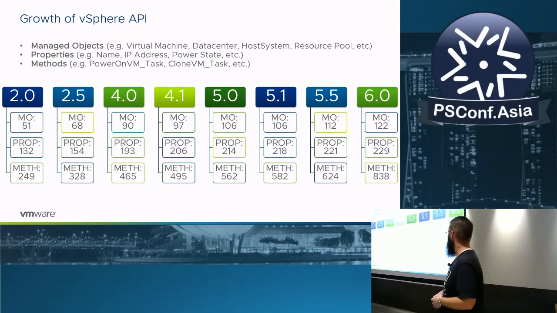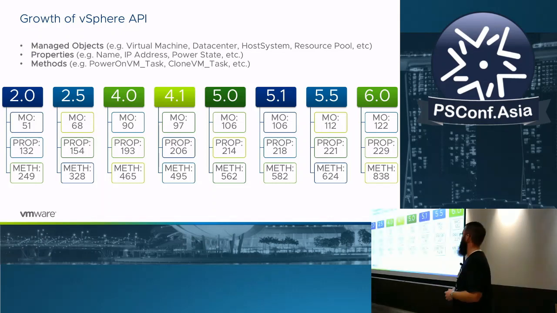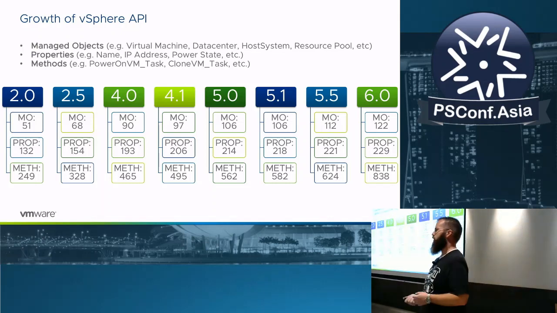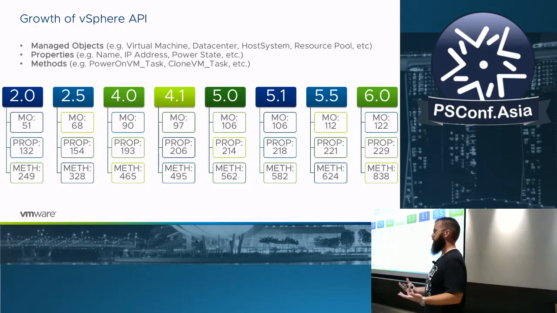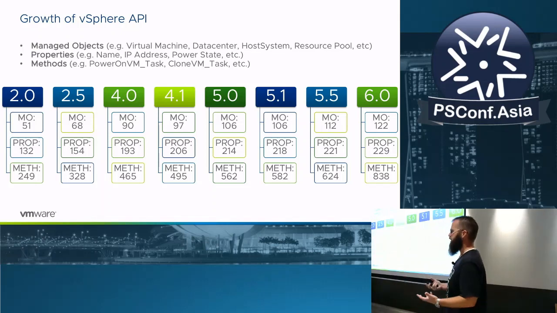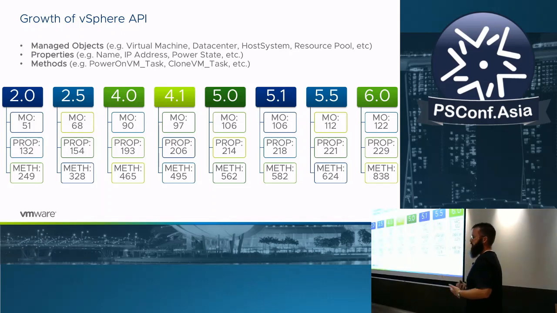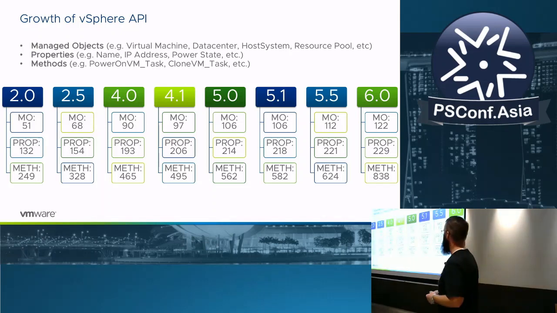Properties have gone up a little bit, but the methods are the piece that's really exploded. Going from 250 to over 800. So if you think about that in the context of a commandlet, we're talking 830 some commandlets, if we were to directly translate from the API into PowerShell or PowerCLI in this case. So that's kind of a big ordeal. That's a lot of manpower. That's a lot of people using that time to create these commandlets.